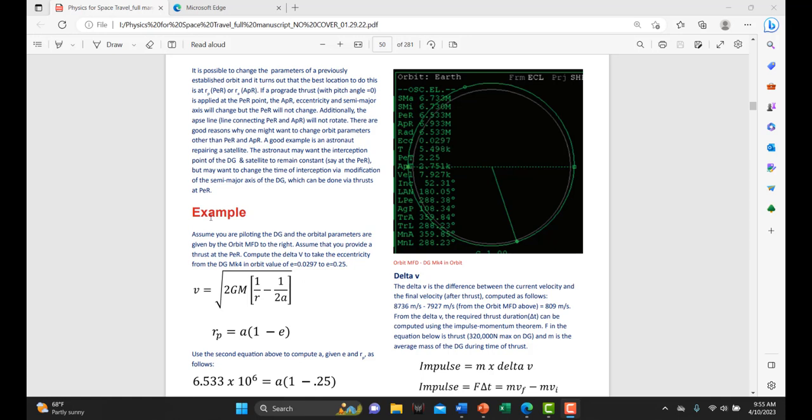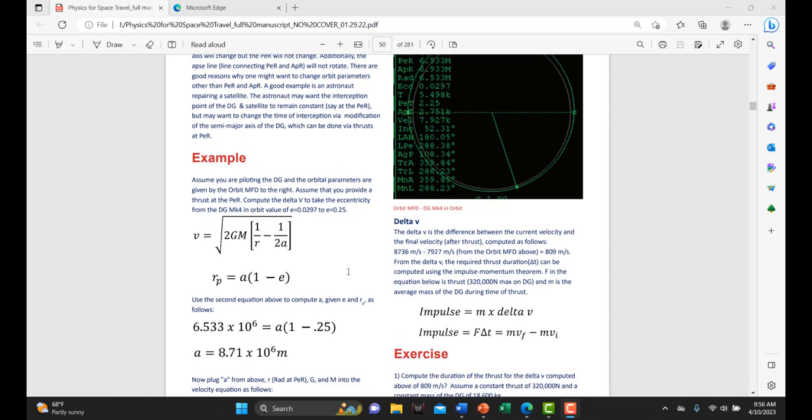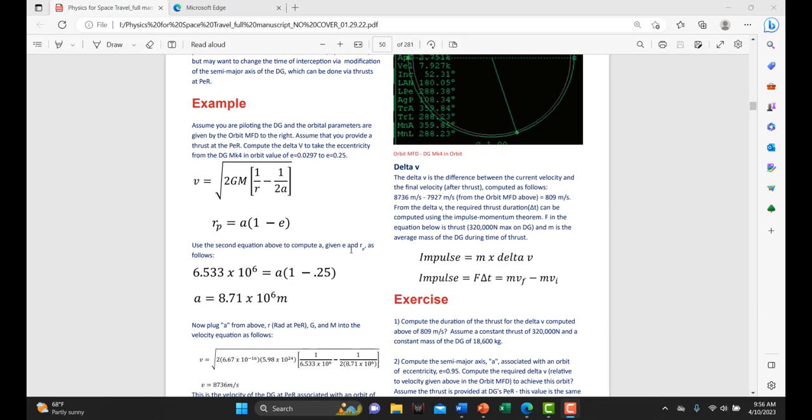A delta V is just the change in velocity. Okay, the current velocity is 7927 meters per second. And we want to take that to a value which will give us this new orbit. Okay, here's the way to do that. Using the energy equation, which was previously introduced, I solved that equation for the velocity. I'm also going to use this equation here, which relates the periapsis point to the semi-major axis and the eccentricity.